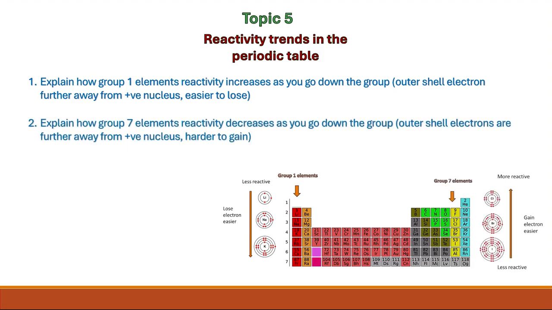Explain how group 7 elements' reactivity decreases as you go down the group. It's the opposite of group 1. Again, this is because of the same reason. The outer shell electrons become further away from the positively charged nucleus, so it becomes harder for the element to gain an electron to give you the negatively charged ion.